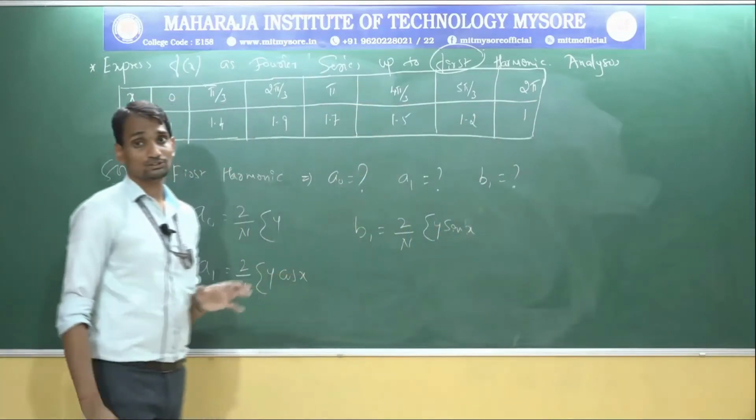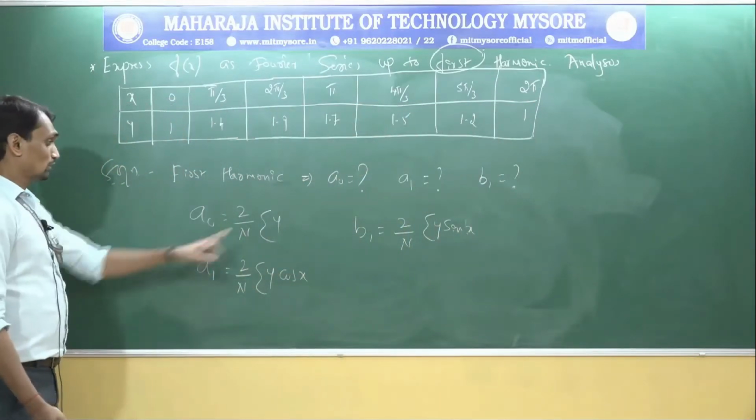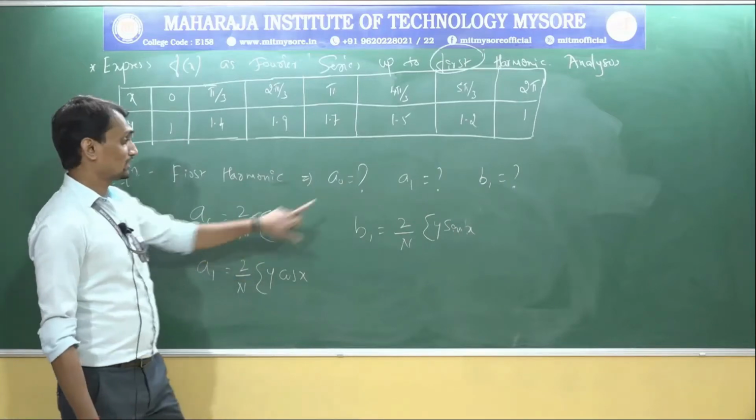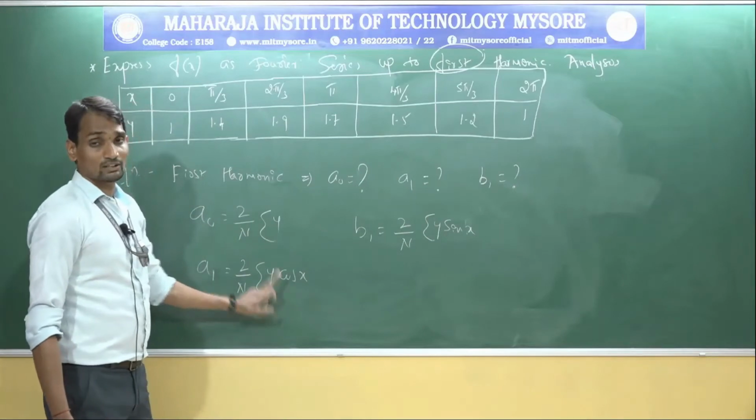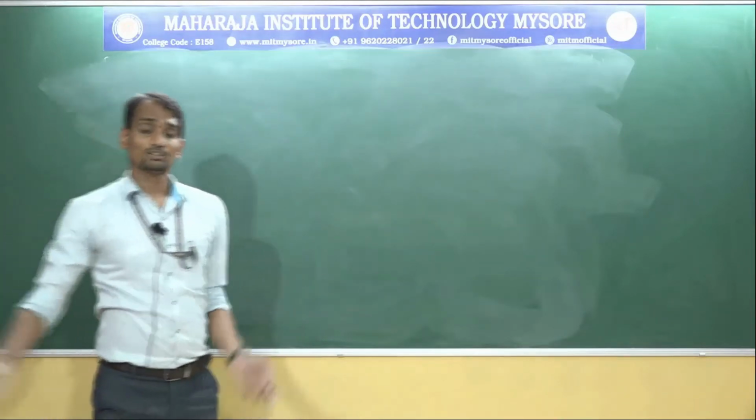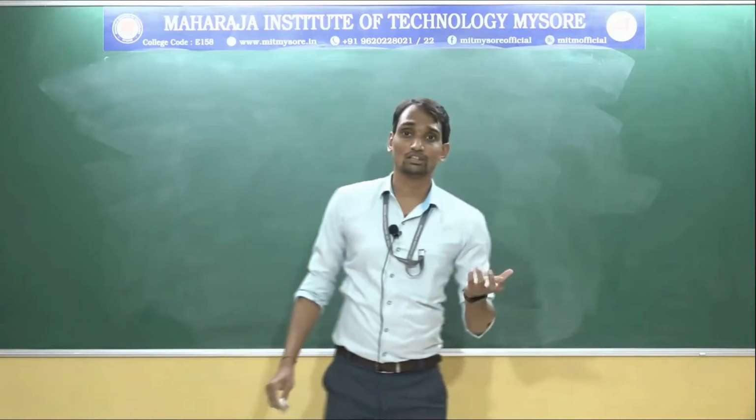Okay, these are all the values we need to write. We construct the table because summation of y, summation of y into sin x, and summation of y into cos x are required. So in practical harmonic analysis, first we need to construct the table depending upon the given question.